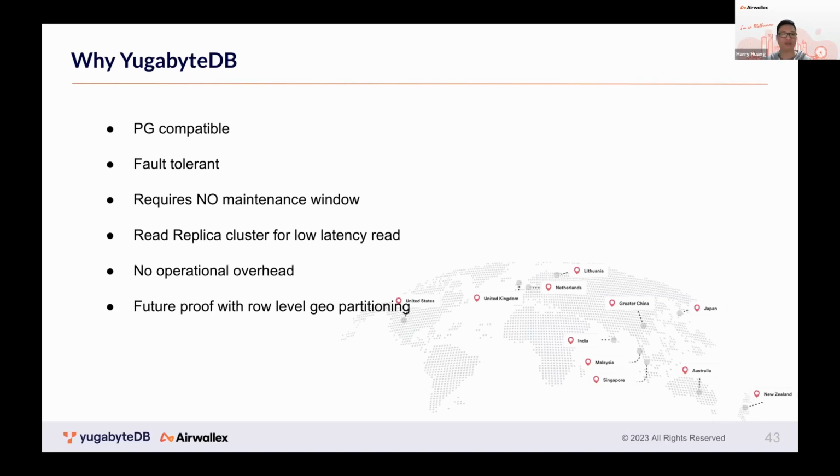And using the row-level geo-partitioning provided by YugabyteDB, we can potentially move all that overhead to the database, at least to the database engine, and it will be transparent to our application. And the overhead of developing the services will be reduced significantly.